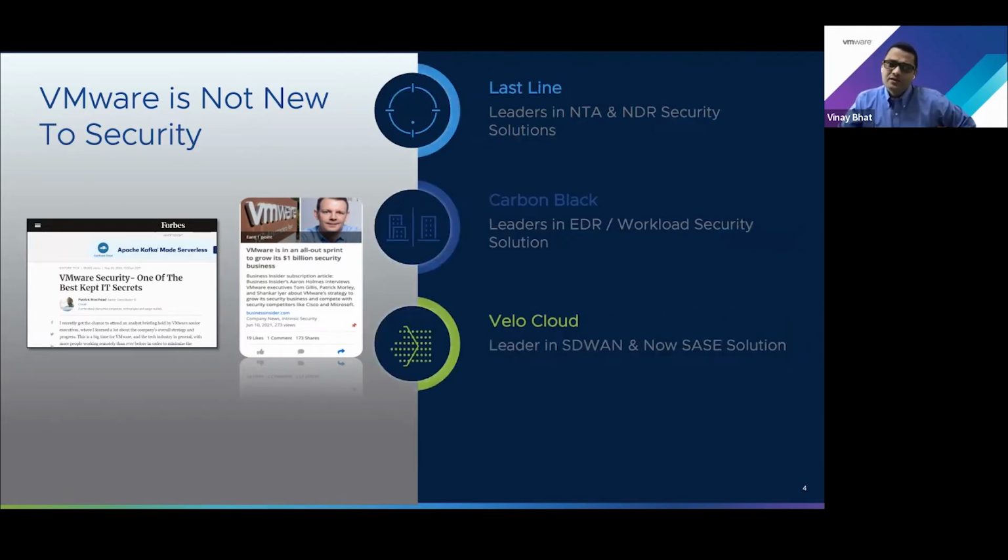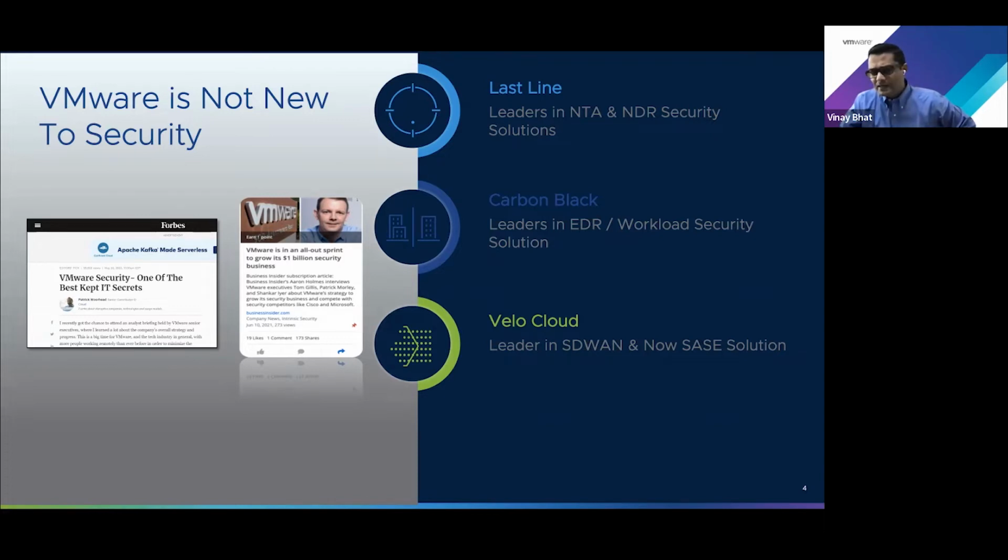And some of the things that happened in the past: one of the acquisitions that we did very recently talks about NTA NDR. Another acquisition that we did was Carbon Black, which is an EDR solution, and none other than the VeloCloud solution, which is an SD-WAN solution.